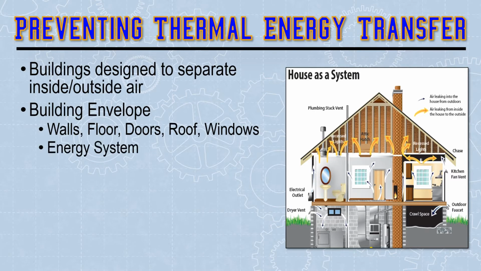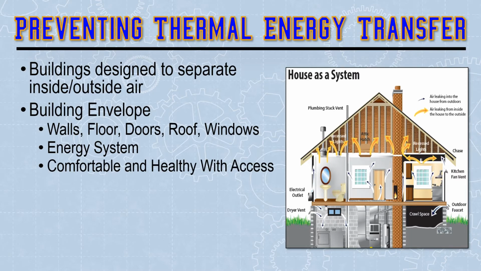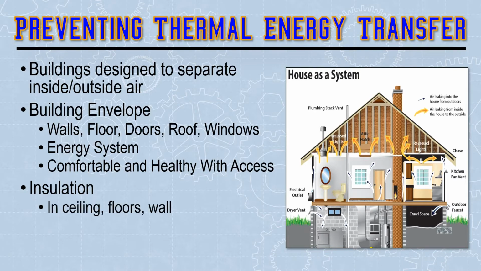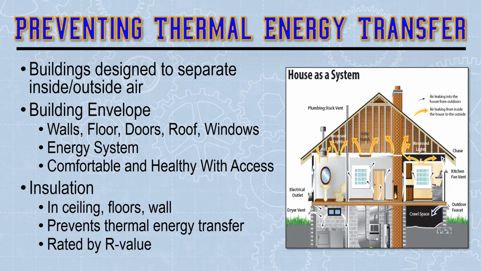Their purpose is to keep the interior of the building a comfortable, healthy place to work or learn while allowing access into and out of the building. It's easy to trap air when you have a fully closed system, but when you have doors, windows, etc. opening and closing all day, it's hard to keep that air in one place. The space above the ceiling, below the floor, and within the walls is filled with insulation, which prevents thermal energy transferring. Insulation is graded by its R value, which is an abbreviation for its resistance to conduction.